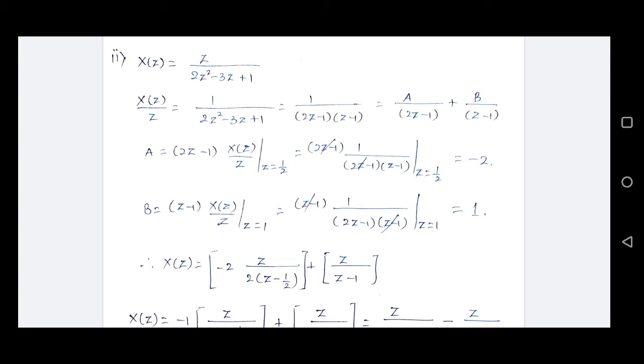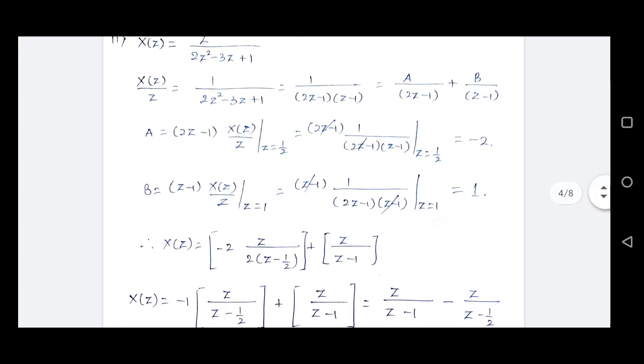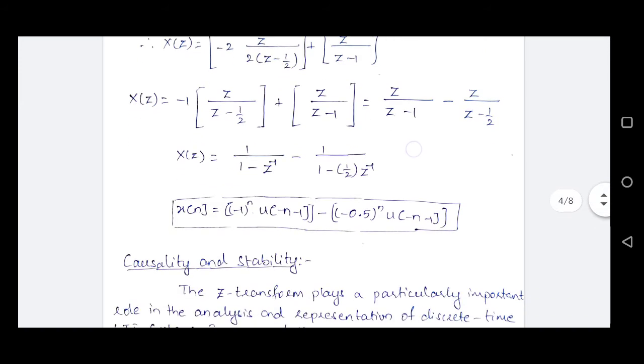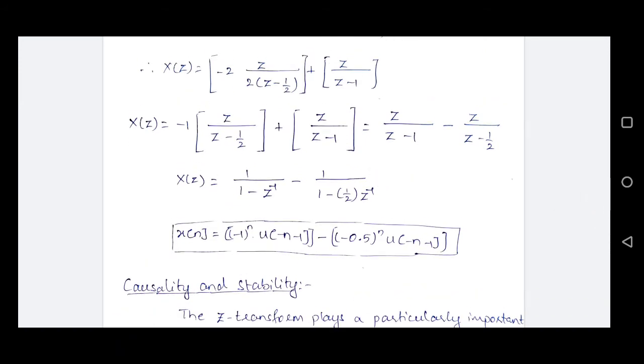A equals (2z minus 1) X of z divided by z, where z equals half. Simplifying this, we get A as minus 2. And B equals (z minus 1) X of z divided by z, where z equals 1. Simplifying this, we get B as 1. Now using this in the Z transform and sending z from the denominator to the numerator on the other side, X of z will be written as minus 2 of z divided by 2z minus half plus z divided by z minus 1. The 2 in the numerator and denominator will cancel, so we remain with minus 1 multiplied by z divided by z minus half plus z divided by z minus 1.